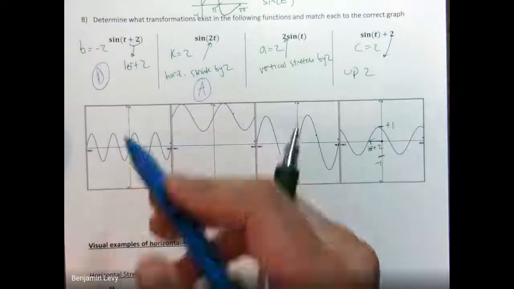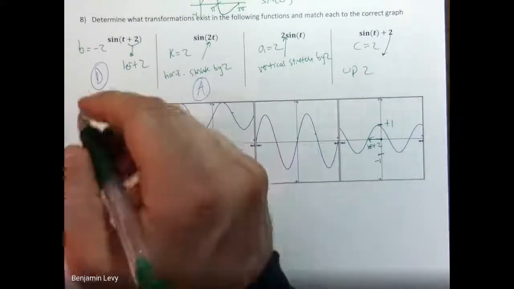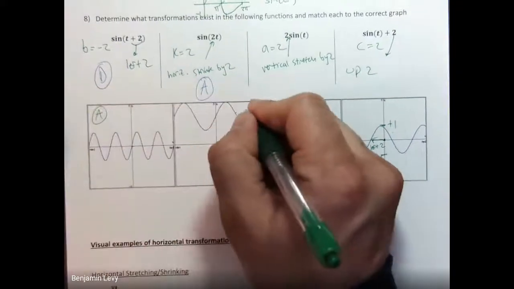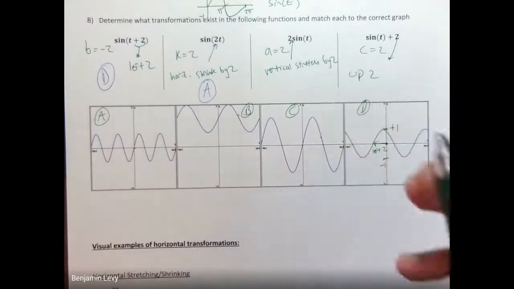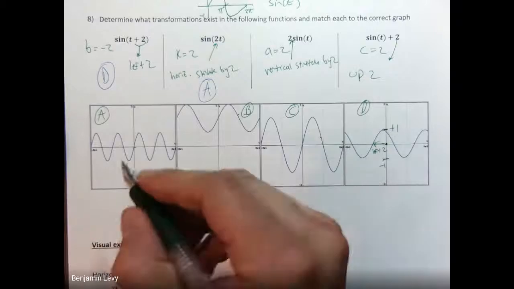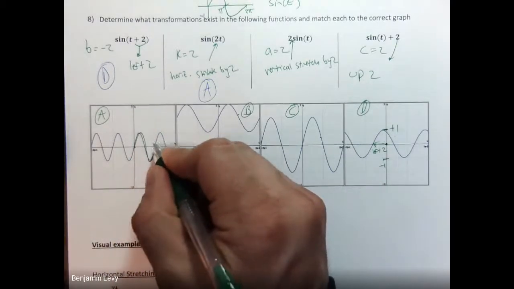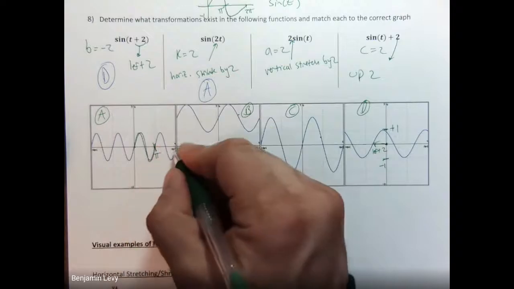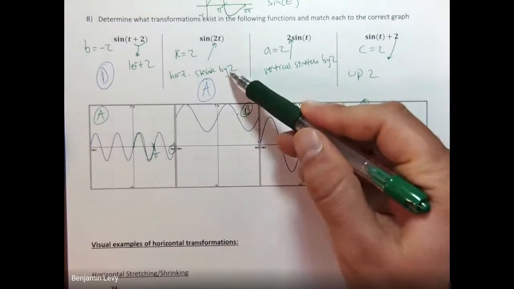Right, because if we look at the graph of A here, and maybe I should be clear, this one's A, this one's B, this one's C, this one's D, sorry about that. If we look at A here, this is sine, and then it stops here at pi instead of going all the way to 2 pi. And so it's been shrunk horizontally by 2, in other words.